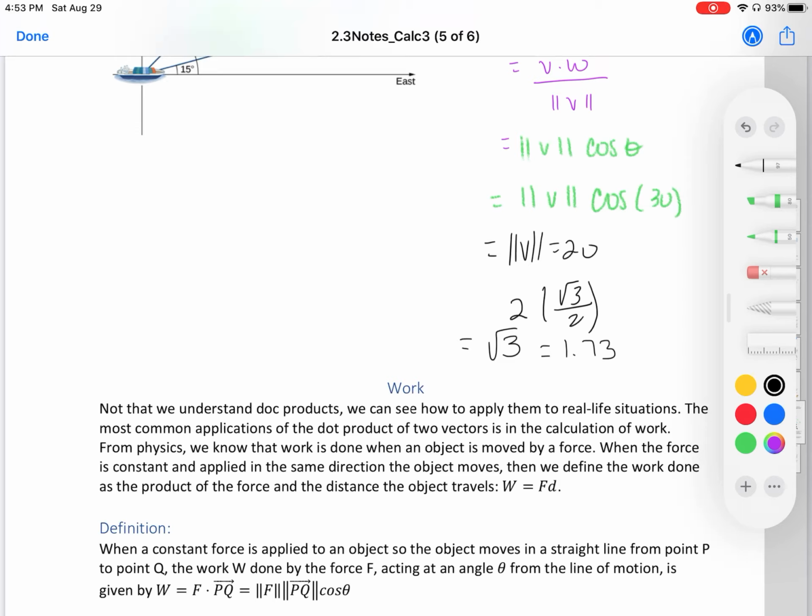We add that to the 20 of our initial knots, and we can say the ship is sailing 21.73 knots, 50 degrees northeast. That's where we got the 1.73 plus 20.